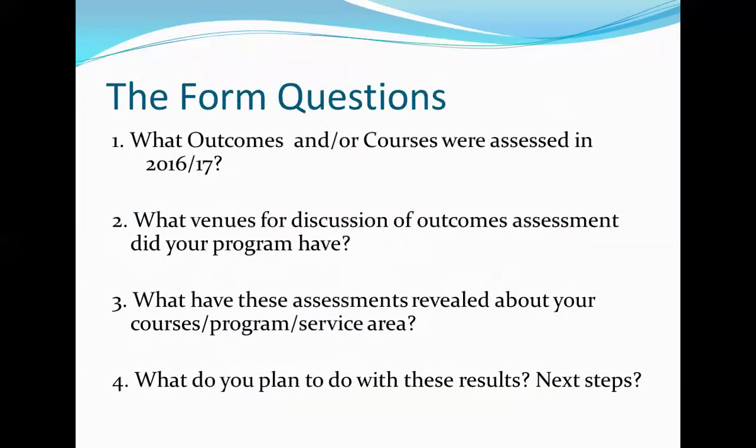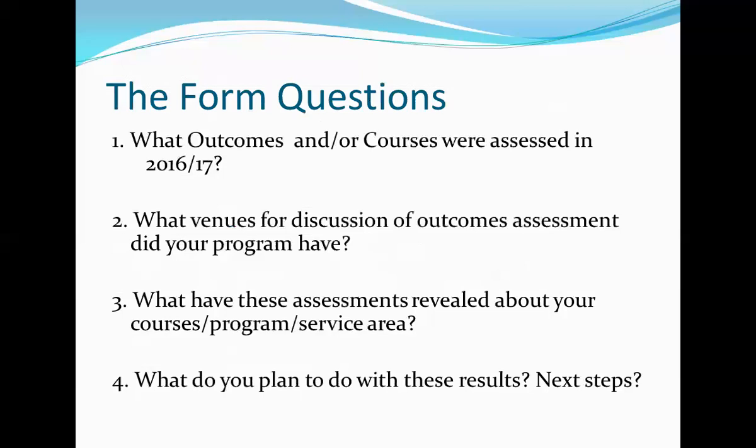Number 2 is, what venues for discussion of outcomes assessment did your program have? And by this we mean, when did you talk about it? After you ran the assessments for the outcomes, got the data back, what happened to that data? Who was involved in the discussion of the results of that data? And when did that happen? Was it a department meeting? Did you do it online? Have you met a few times about it? Because you realized that in the data there was an issue and you wanted to discuss it and figure out what the action plan was going to be. So what were the venues for that discussion?